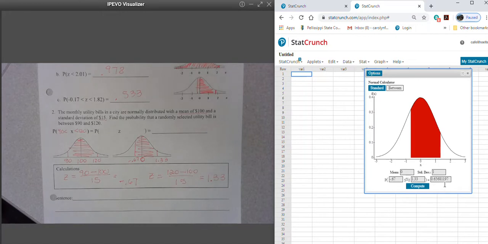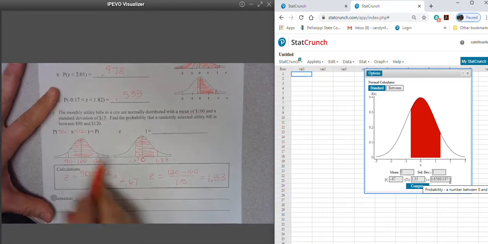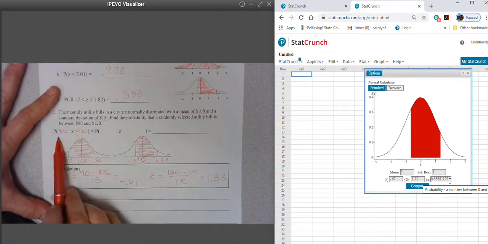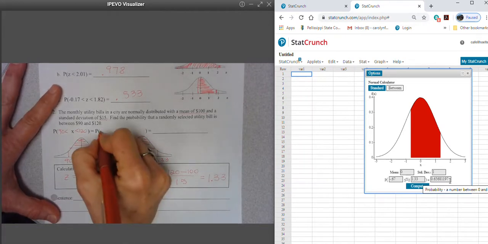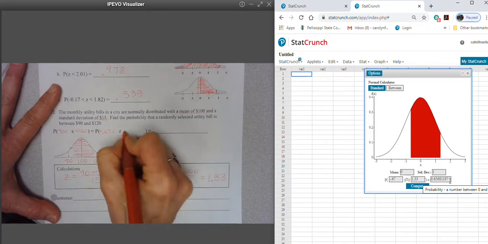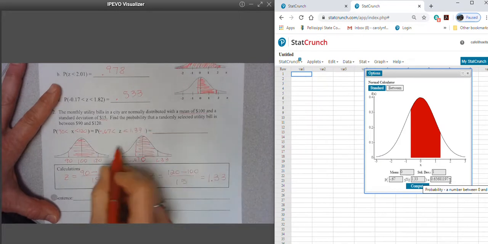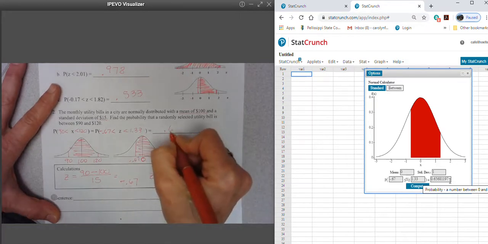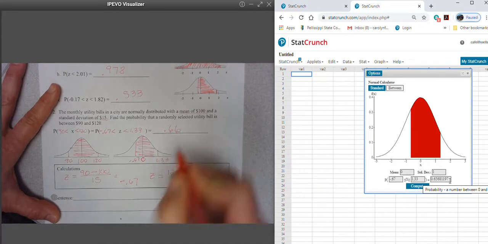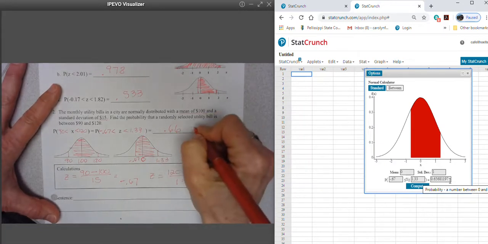So we know that if we randomly go out and ask somebody, "What is your utility bill a month?" there's about a 66% chance that it's going to be somewhere between $90 and $120 based on this right here. So the probability that the utility bill is between $90 and $120 is the same as a z-score being between negative 0.67 and positive 1.33. We went to our standard normal calculator and calculated this area, and we got 0.66, which is 66%. We'll just round it to 2 decimal places this time.